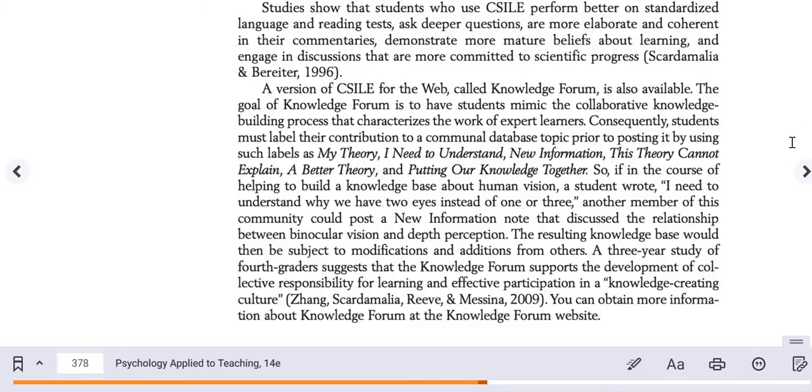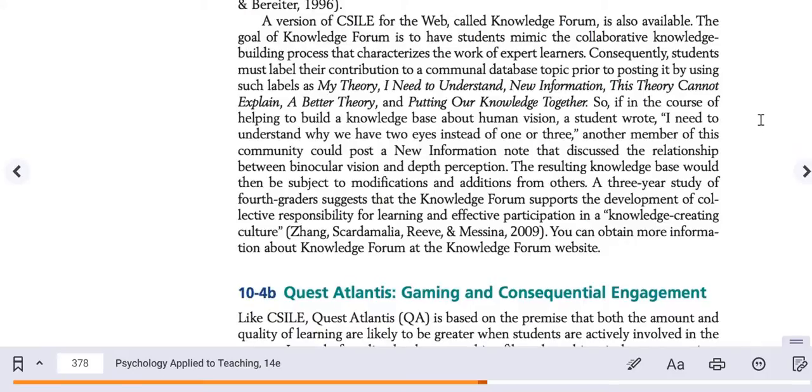I need to understand why we have 2 eyes instead of 1 or 3, another member of this community could post a new information note that discussed the relationship between binocular vision and depth perception. The resulting knowledge base would then be subject to modifications and additions from others. A 3-year study of 4th graders suggests that Knowledge Forum supports the development of collective responsibility for learning and effective participation in a knowledge-creating culture. You can obtain more information about Knowledge Forum at the Knowledge Forum website.